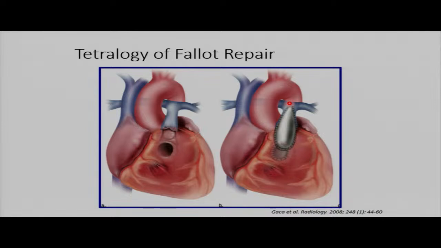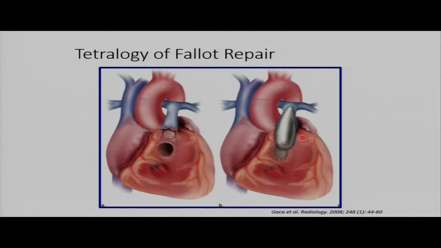The patients that are more likely to struggle with severe PR are the patients that undergo this transannular patch repair. In the past, all of them used to get this repair. As surgery has evolved, the valve is spared in those patients that are suitable.